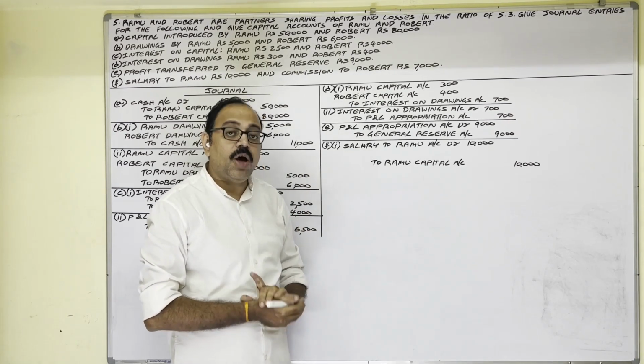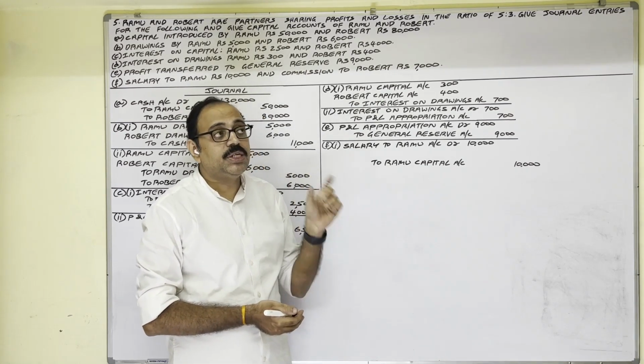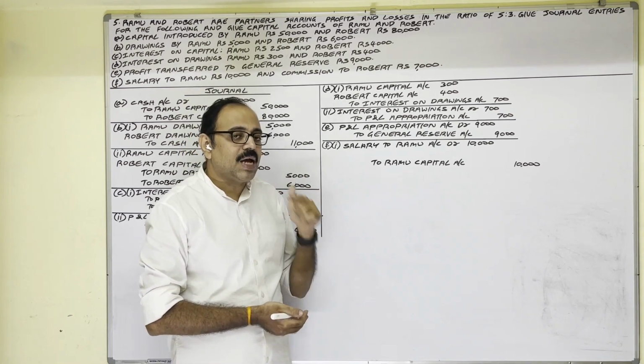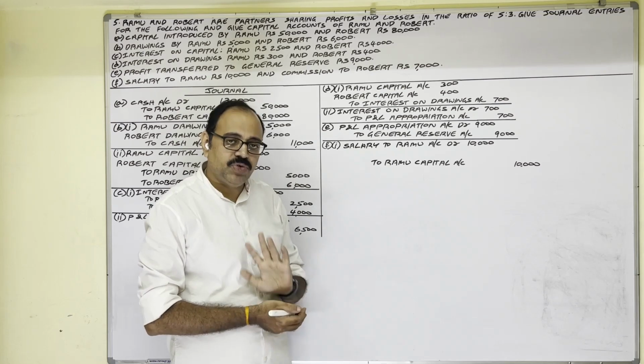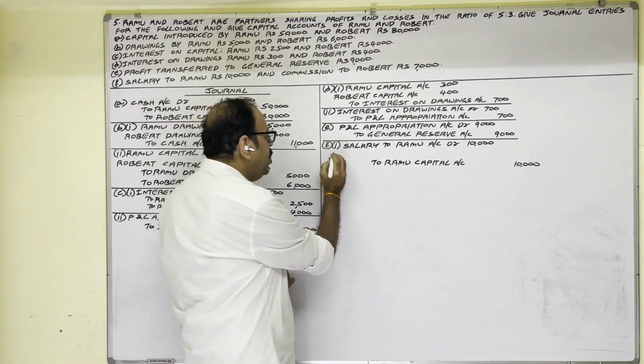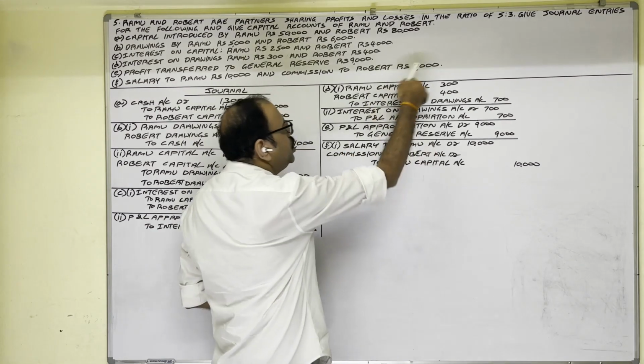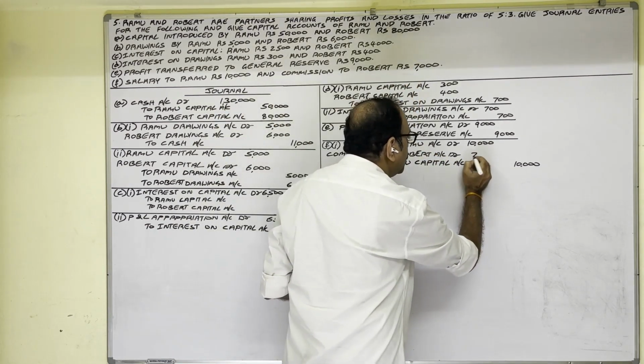Nominal account rule: debit all expenses and losses, credit all incomes and gains. To the firm, this commission is an expenditure, which means we should debit. Commission to Robert, account debtor. Commission to Robert, 7,000 rupees.